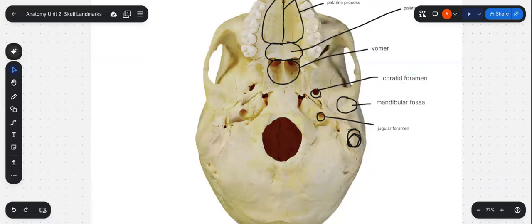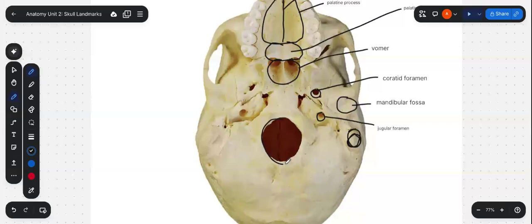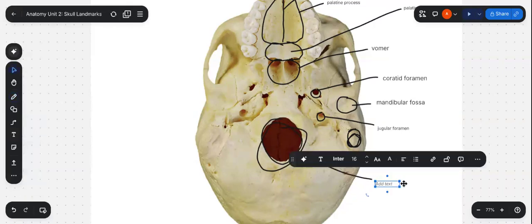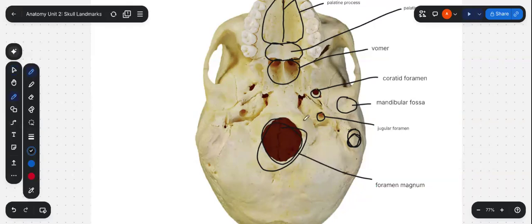Perfect. Now we have the foramen magnum, which is the biggest hole within the skull. It's this one over here. And foramen magnum literally means big hole. So knowing the Latin is really, really helpful. You have your occipital condyles next up. Occipital condyles is basically just going to be these little projections that are by the foramen magnum.